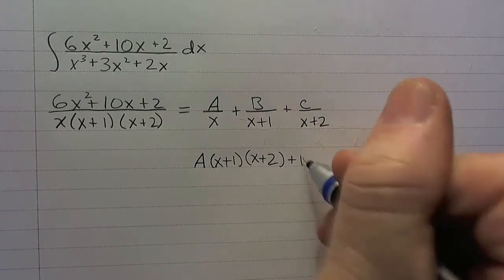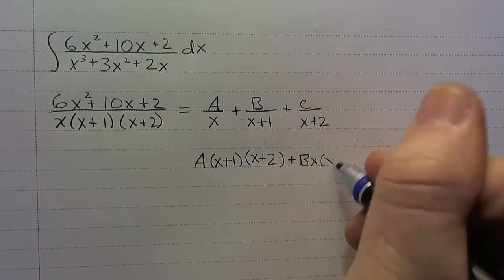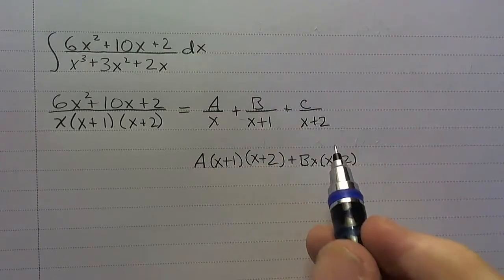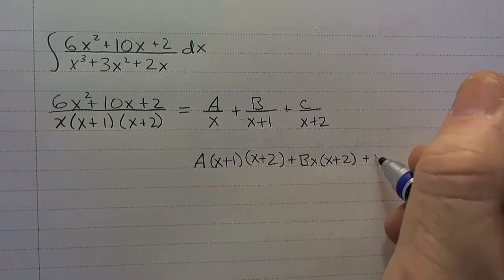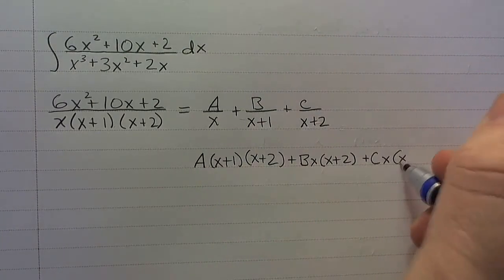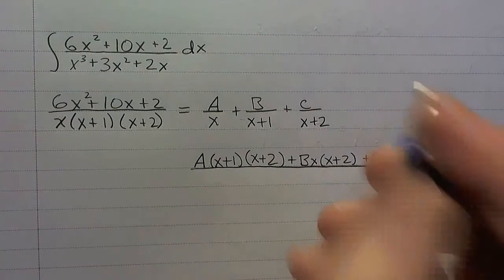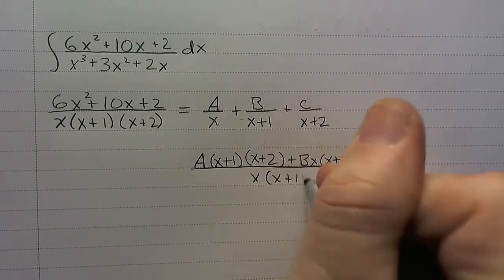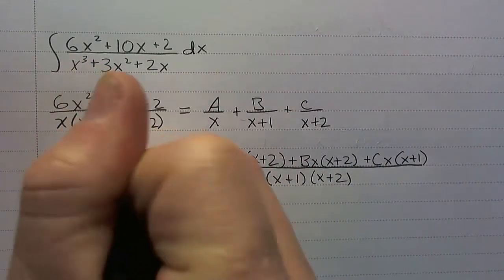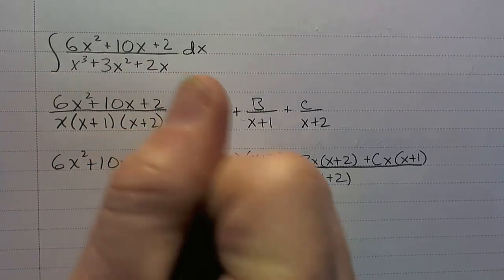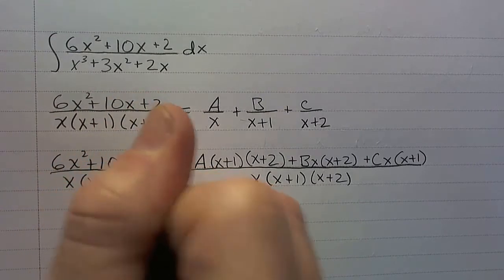Now as far as b goes, I have an x plus 1. I need an x times an x plus 2. And then c, you see how the game is played now. I've got an x plus 2. I need an x times an x plus 1. Okay? And all of that over the denominator. There it goes. So here's what we have. We have 6x squared plus 10x plus 2 over x, x plus 1, x plus 2.